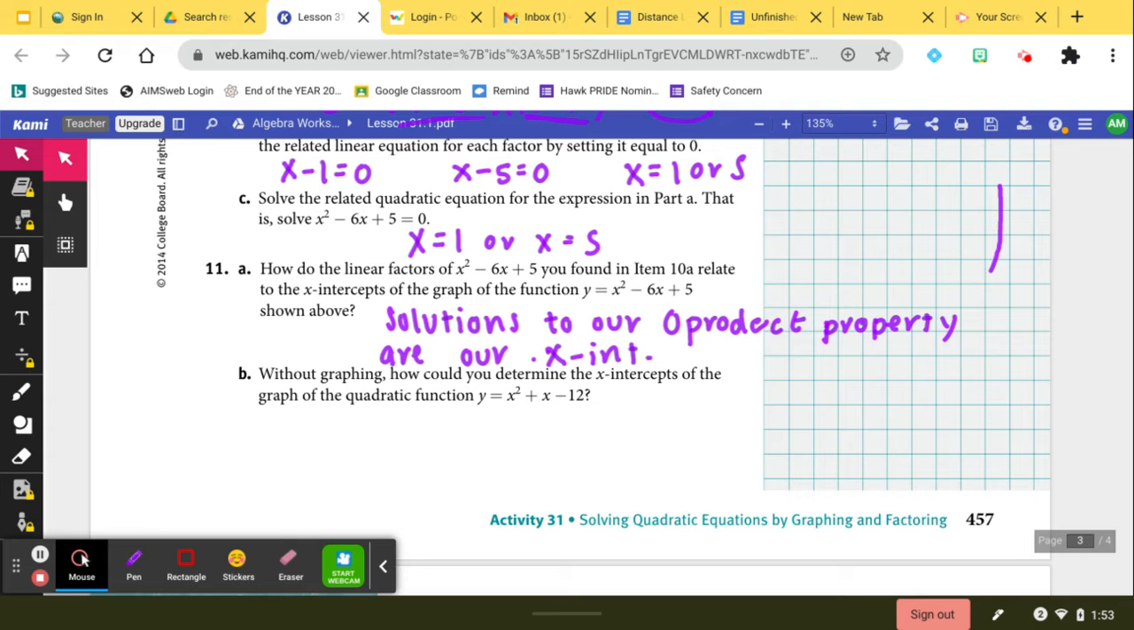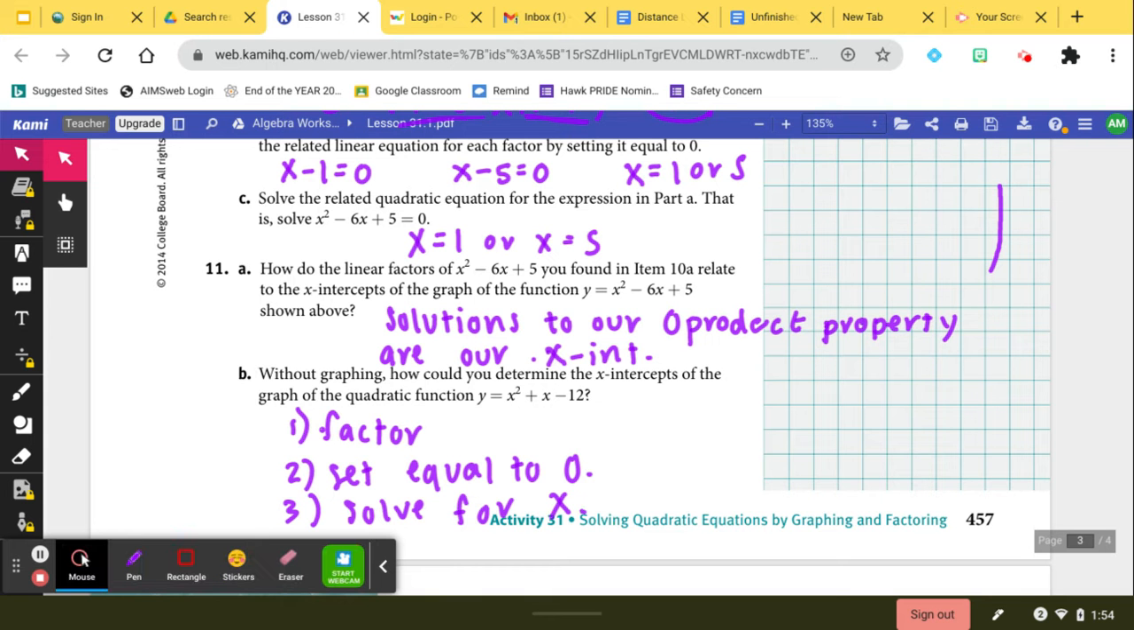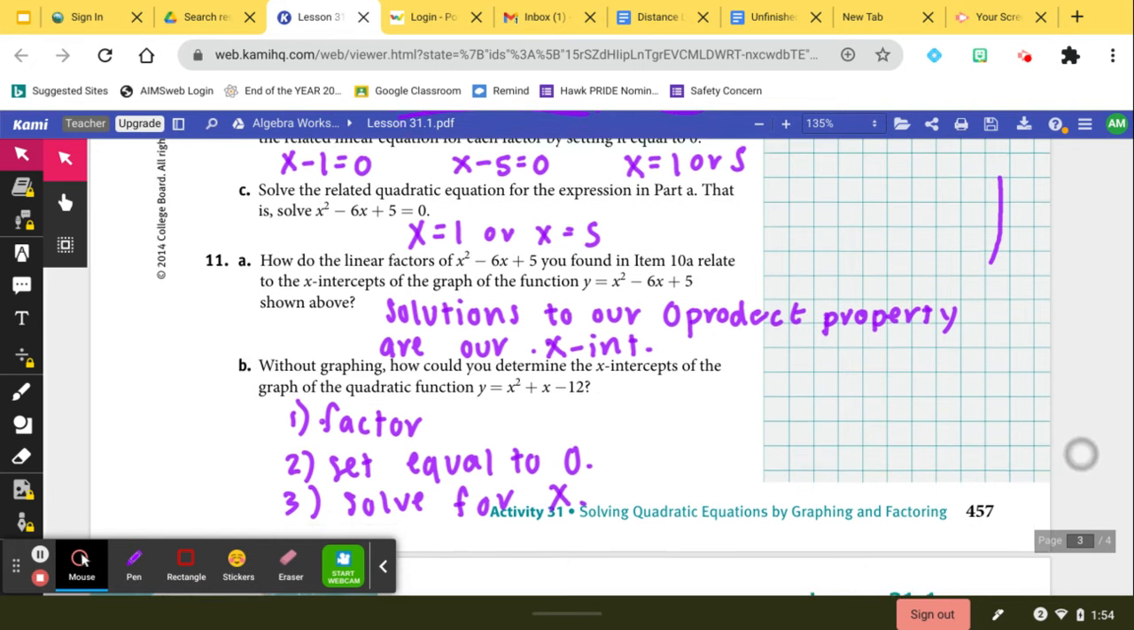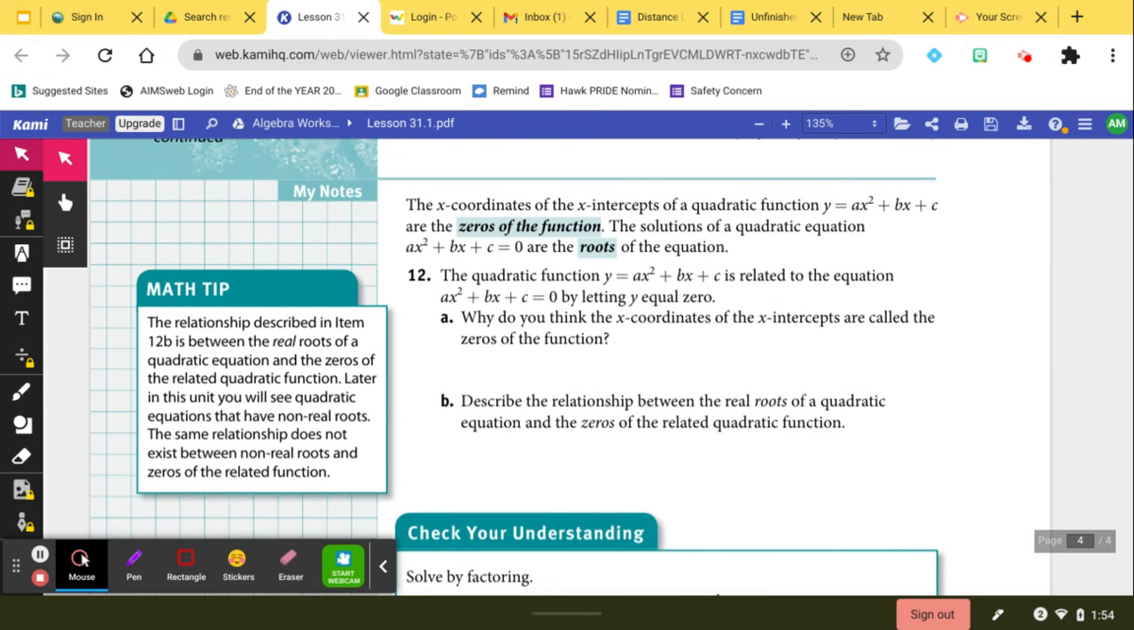So without graphing, how could we determine the x-intercepts? Well, we'd factor, set equal to 0, and then solve for x. So we can solve each quadratic equation by looking at the graph or by factoring, and we actually did that throughout this lesson. We actually found our solution.